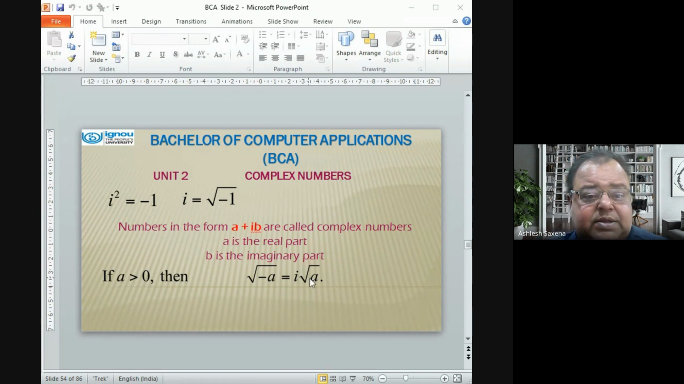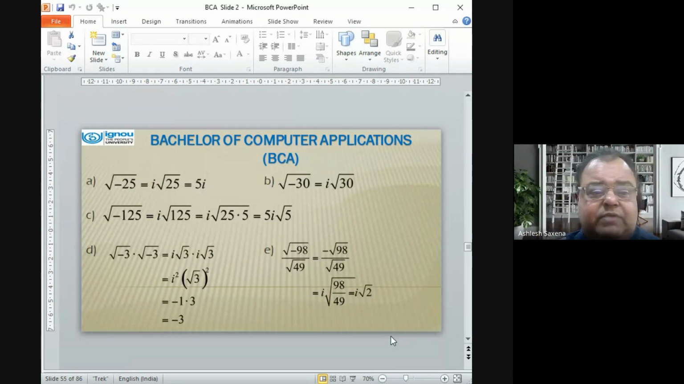Here you can see what under root minus a exactly means. It is equal to iota under root a. Now you can see various examples, exactly how it is solved and how we will be solving it further.